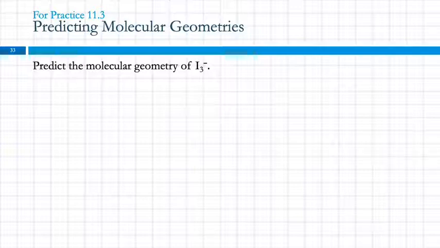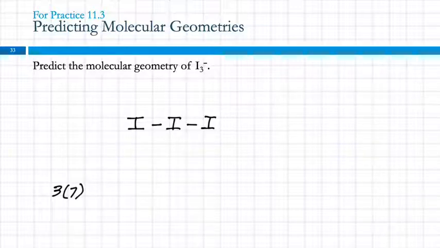Predict the molecular geometry of I3 minus. Anybody recognize this ion from the worksheet? So we're going to have to do the Lewis structure for this, and so that's going to give you the answer to the one on the worksheet, so pay attention, right? Well, I3 minus. The I's are going to have to be in a line, because we can't make a triangle with them. And we've got 3 iodines. They each have 7 valence electrons, plus 1 for that extra charge, so 22 electrons.